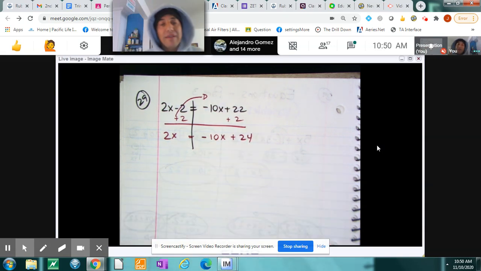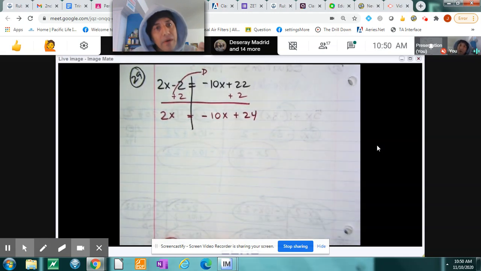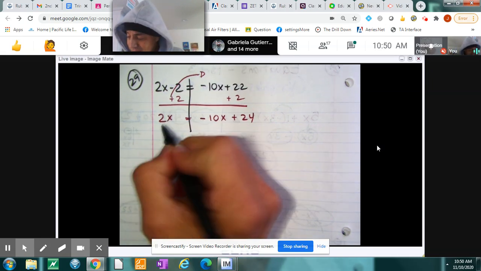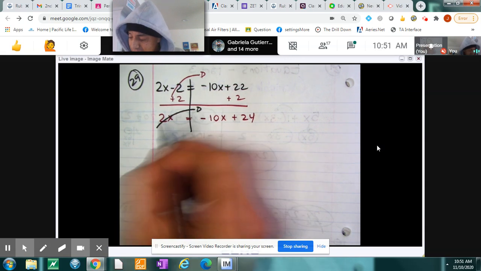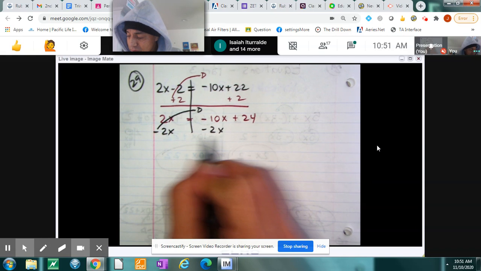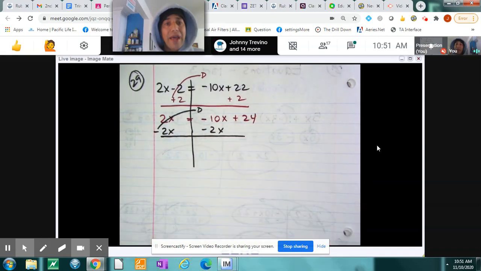Now, this is where a lot of kids get confused right here. They're like, oh, I don't know what to do. Remember the variables on one side. Remember, you got to go like this and like that. You got to cross them. But let's say a kid does this. He does minus 2x and he does it over here. Let's say a kid does that, and some kids do that, right? This is what they're going to do.